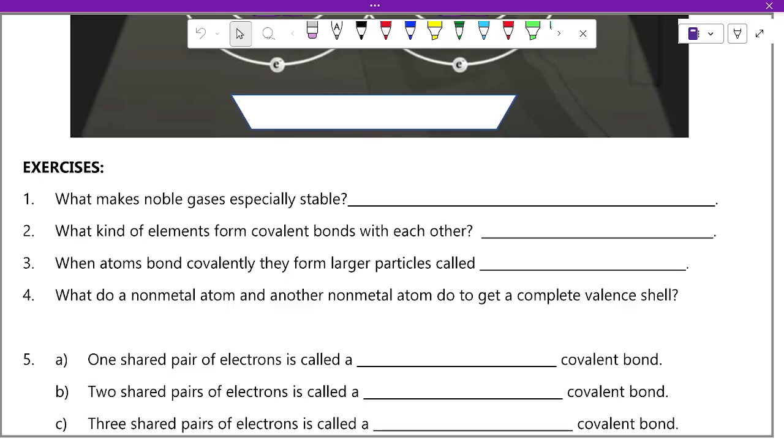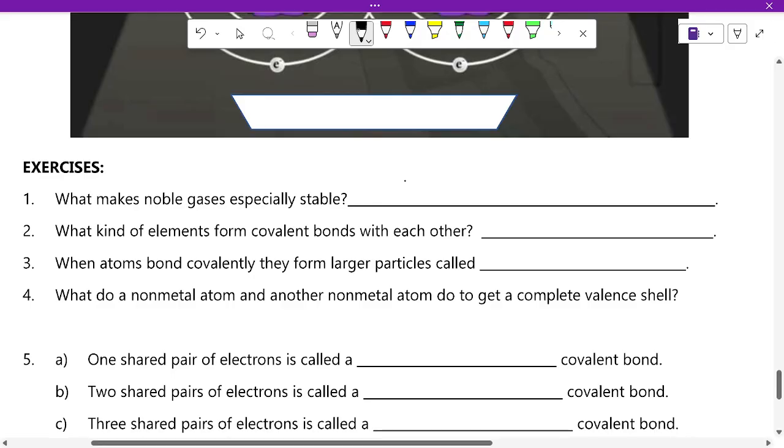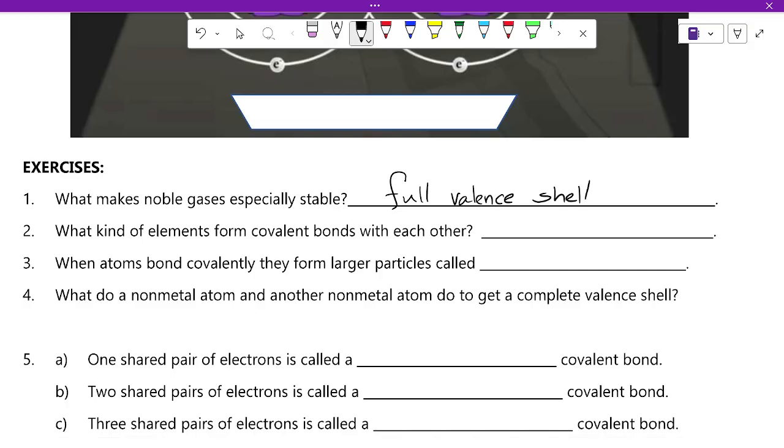Okay. What makes noble gases especially stable? Hernan. They have a full valence shell, yes. What type of elements form covalent bonds with each other, Cody? Nonmetals. When atoms bond covalently, they form larger particles called, Kira? Molecules.